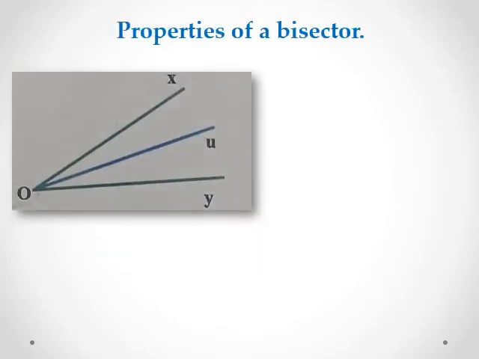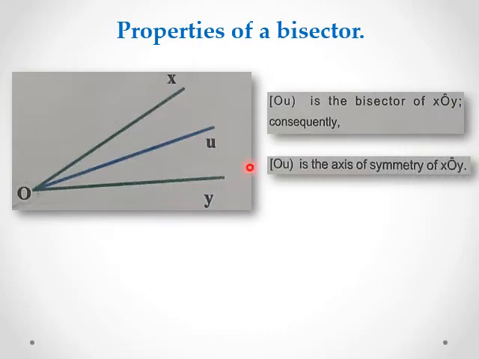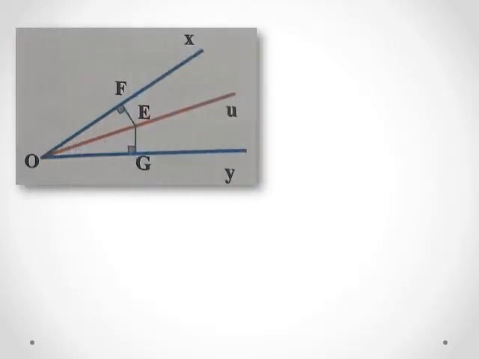What are the properties of a bisector? Since OU is the bisector of XOY, this means that OU is the axis of symmetry of XOY. Here it's an axis of symmetry. So, any point on the bisector is equidistant from both sides of the angle.